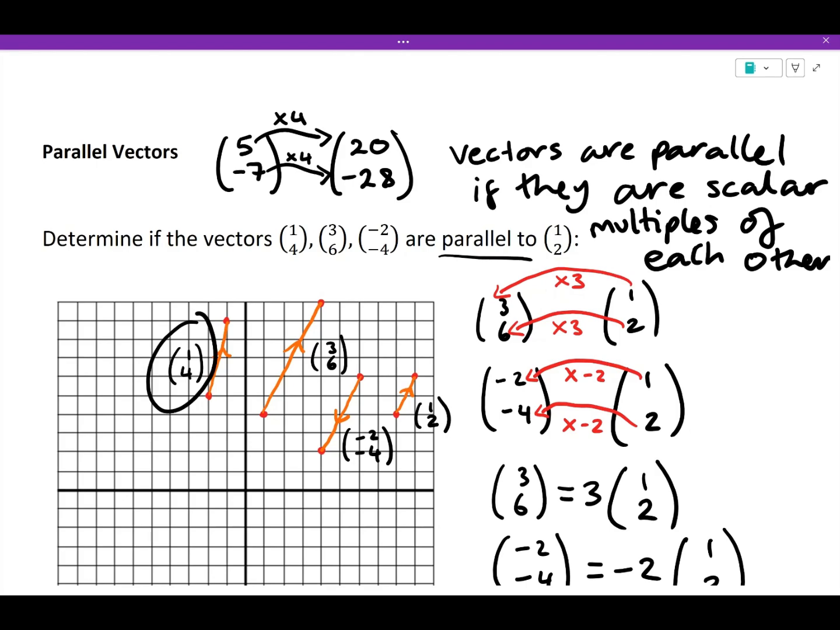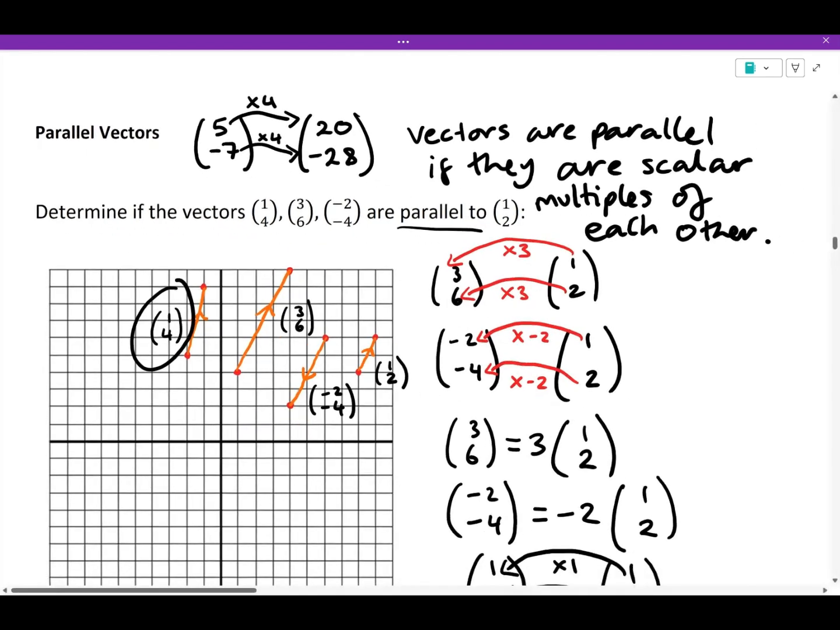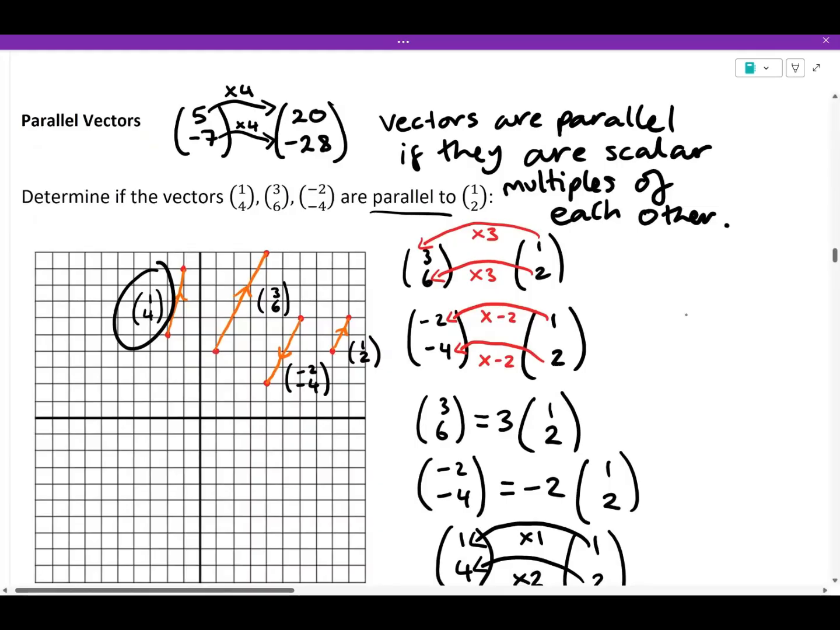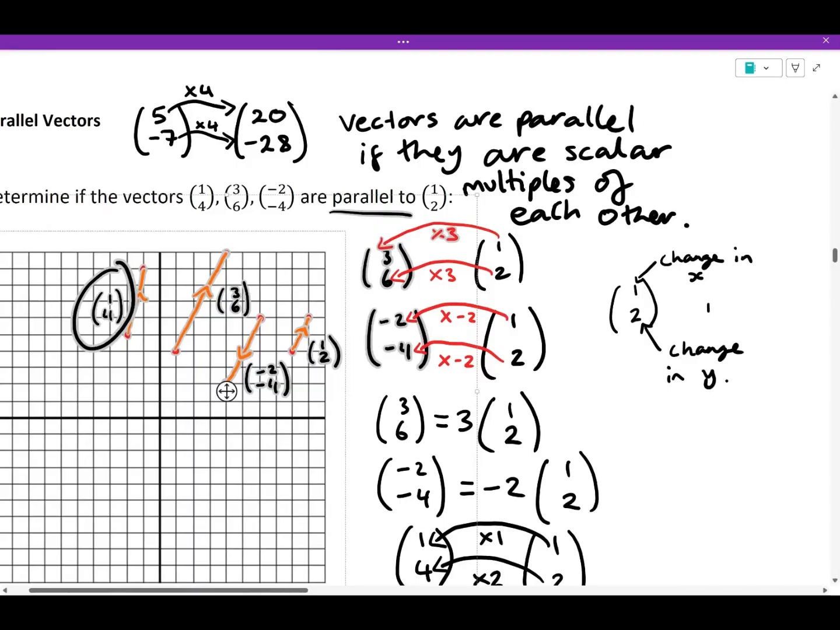Now we can link this directly to gradient, because if we had the vector 1, 2, which is what we're dealing with here, well, our x component represents our change in x, and our y component represents our change in y. So if you want to calculate the gradient, often we use the letter m, it's the change in y, which is the 2, divided by the change in x, which is the 1.